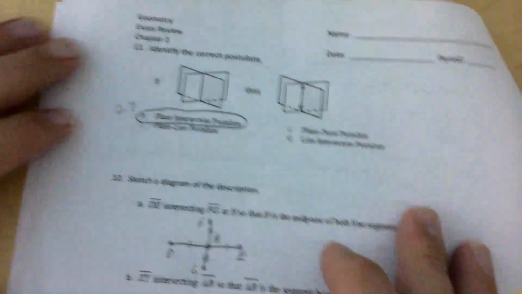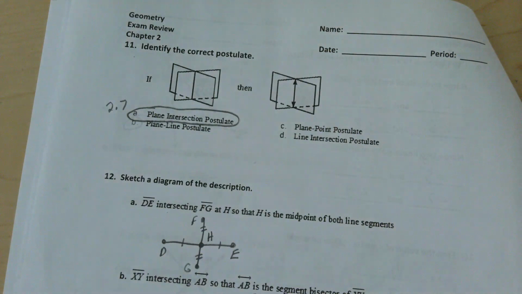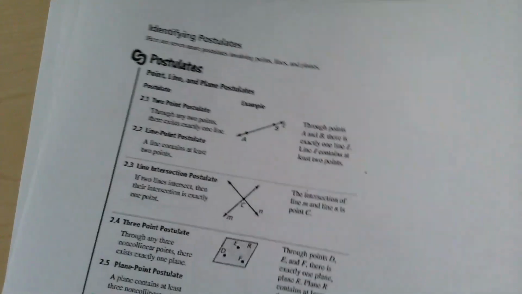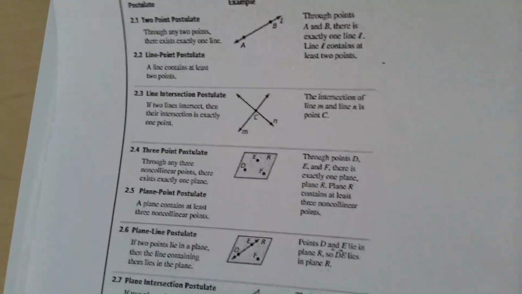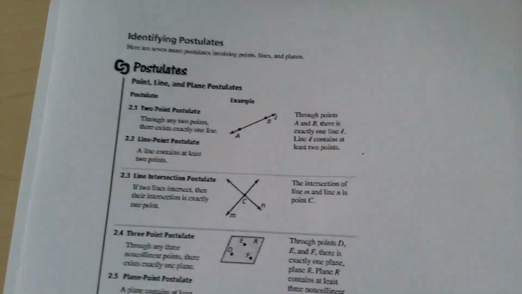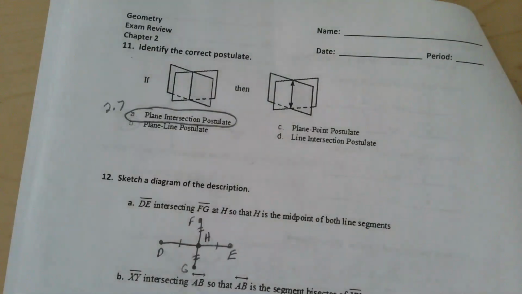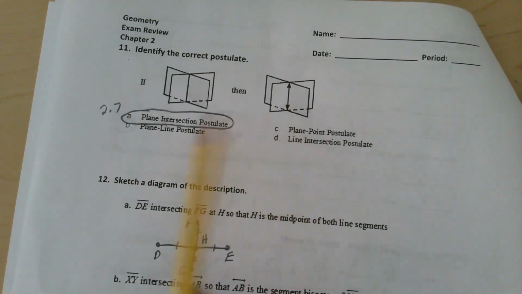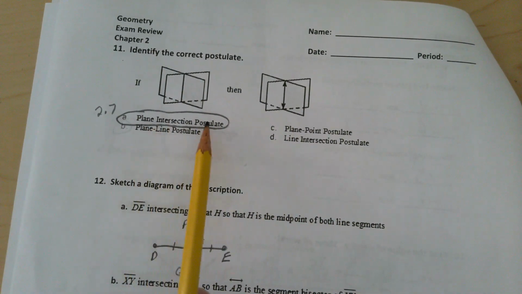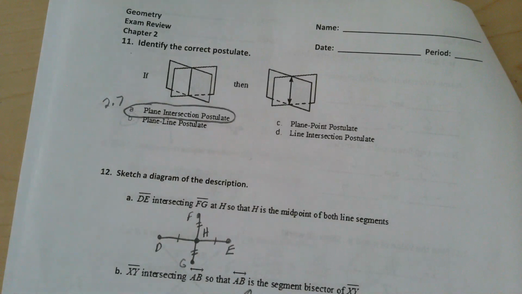Now I will still allow you to use the 7 postulate papers. We have this little cheat sheet that has all the different postulates when it comes to points, lines, and planes. So it's just a matter of matching. We should know that anytime I have two planes that intersect, they intersect and form a line, it's the plane intersection postulate. That's my 2.7 postulate.